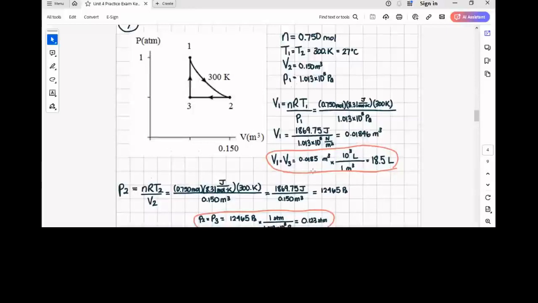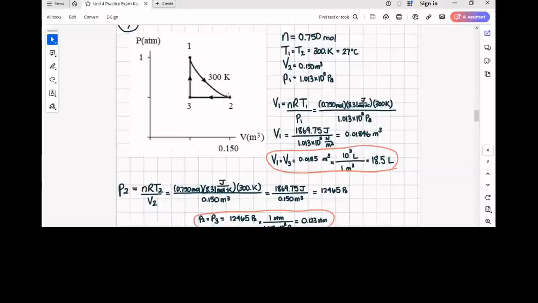Now, in order to represent that in liters, I can use this conversion factor. So this is one that's on our formula sheet, even though I don't believe I used it in class at all, but it is 10 to the 3 liters is equal to 1 cubic meter. So all I have to do is take 0.0185 cubic meters, multiply it by 1,000, and I've got the number of liters. That's 18.5 liters. And that volume is also going to apply to state 3, even though I don't know anything else about state 3 just yet. However, state 3 and state 1 share a volume.